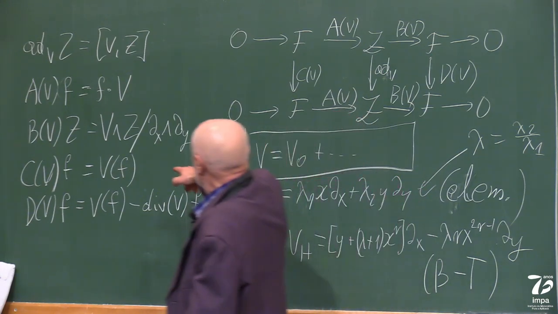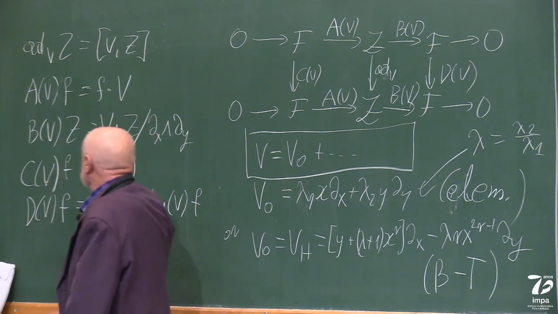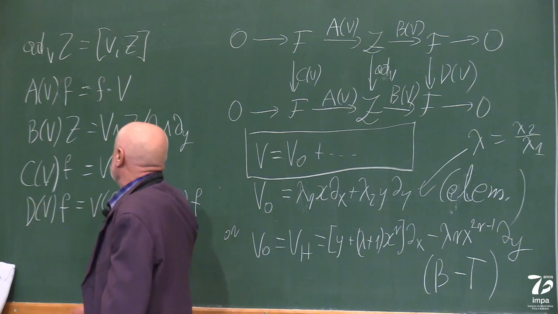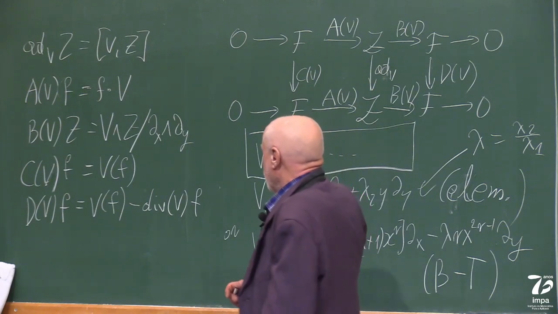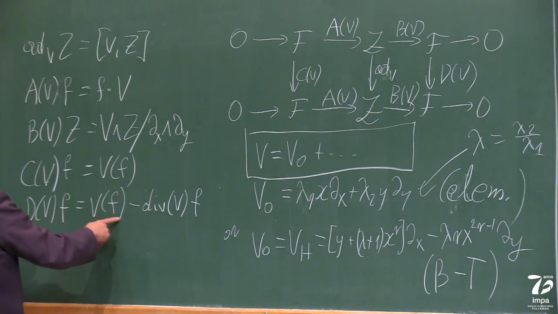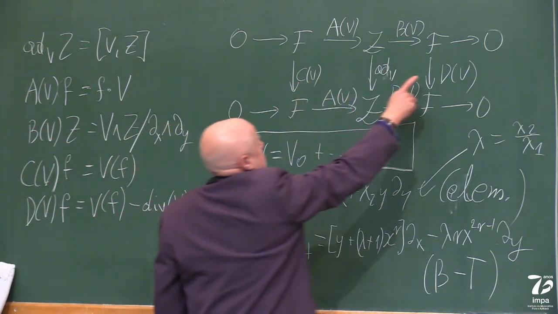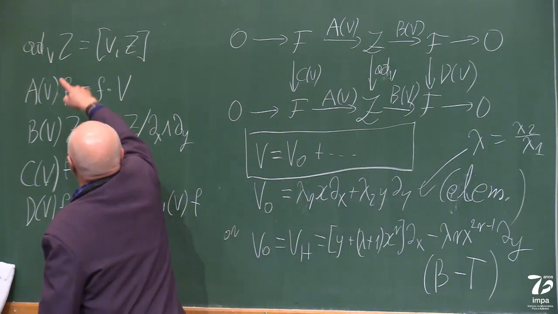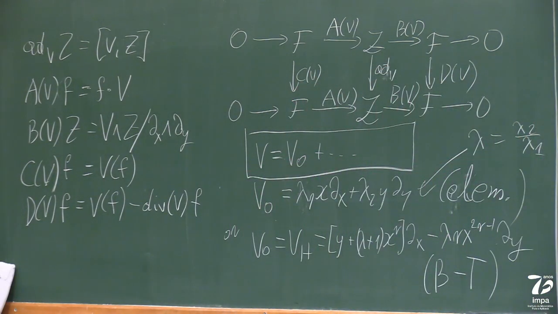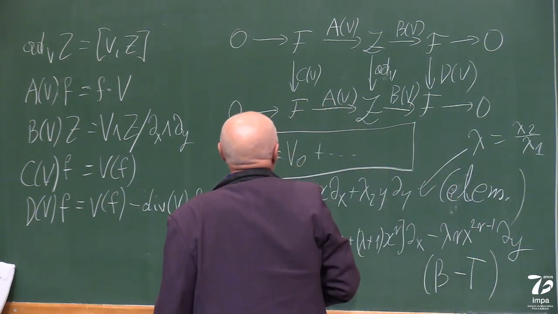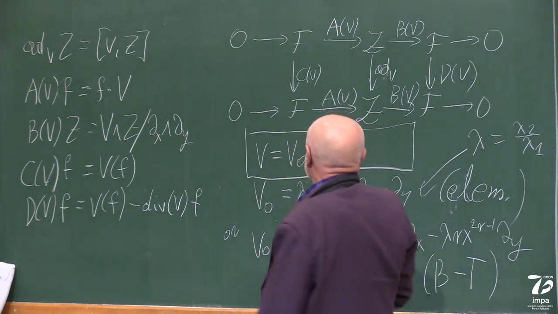And now, this is one homological operator, this ad V, and we have other homological operators. This is C of V, which is just V of F, the derivative in the direction of V of F. And D of V is just V of F minus divergence of V times F. So these are the operators. These are also C, D, and ad V homological operators. So we have a splitting of this operator, which is quite complicated, ad V, into two operators, which are in a sense one-dimensional because they act on functions.